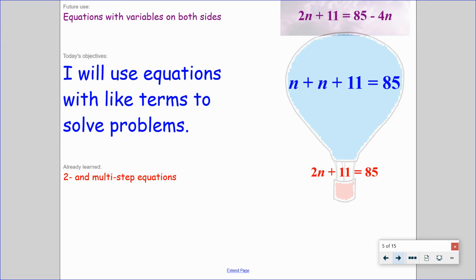So for today, the good news is not a whole lot new. Now, I'm not going to tell you it's easy, but you do have these skills because we've already learned two-step equations, multi-step equations like the red. Today, we're going to use multi-step equations with like terms to solve word problems. Eventually, we will be moving toward multi-step equations with variables on both sides, but we're not there yet.